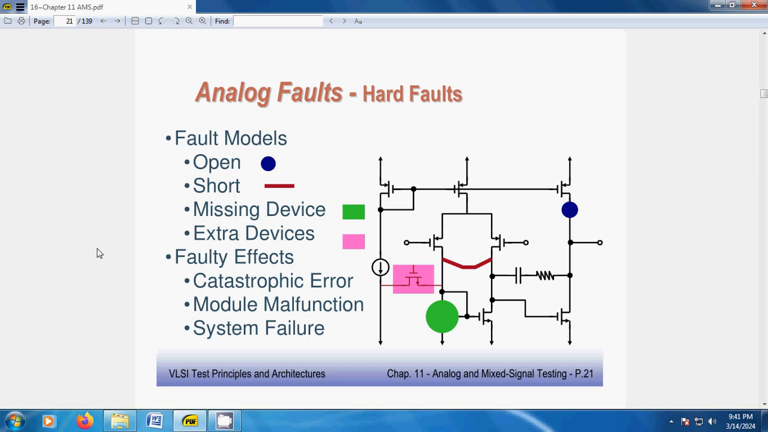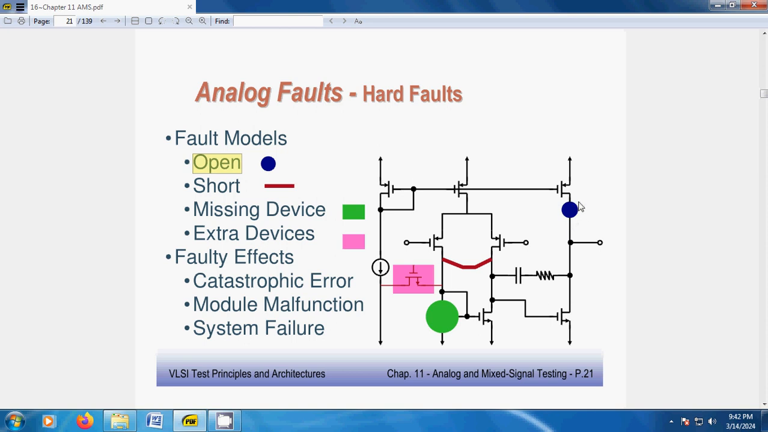Open fault. So open fault is when there is a discontinuity between the lines. If there is a discontinuity between these two lines, the signal from this FET will not reach this point at any time, so it becomes an open fault.